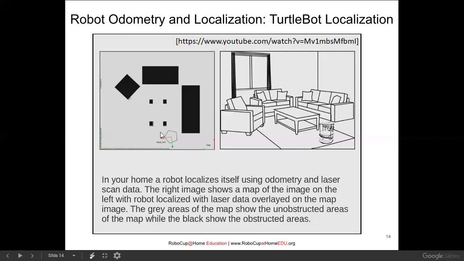So localization is when we try to use this map and also the current scanning of the environment to find the current location of the robots. So how do we do that?